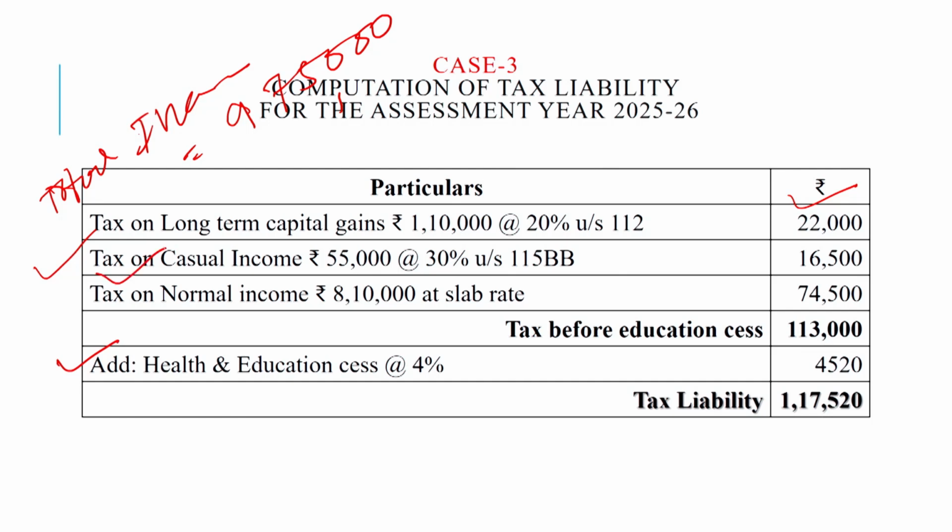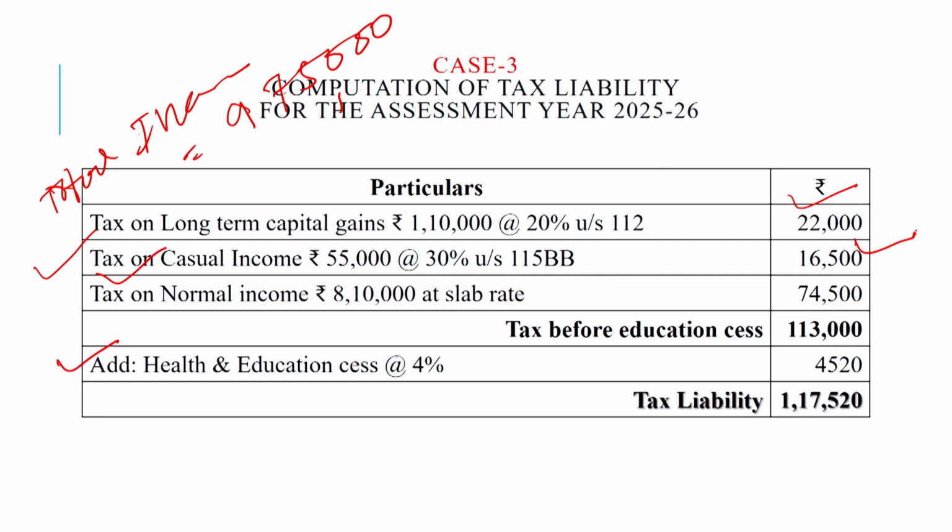On 55,000, the tax is 30% under section 115BB. The rate of tax on casual income is generally given. So 16,500 comes from tax at the rate of 30% on rupees 55,000.